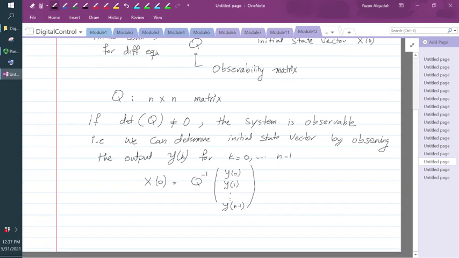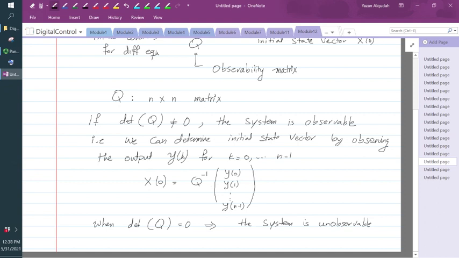Similarly, when the determinant of Q is equal to 0, then we call the system unobservable. Therefore, we cannot determine the initial state vector by observing the output of the system.